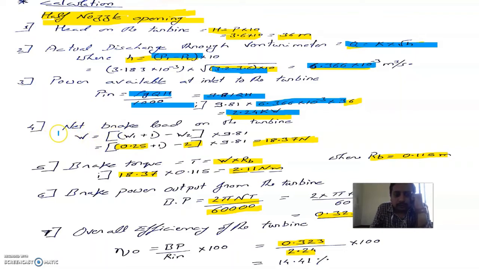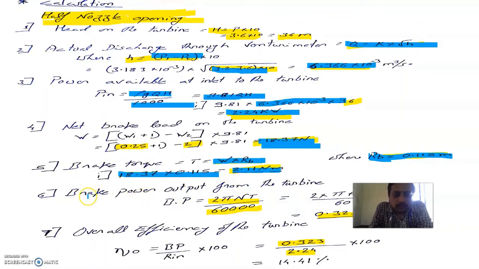Next we are finding the net brake load on the turbine. It is given by the formula W1 minus W2 into 9.81. You put the values and you get around 18.3 Newton. In the next part you are finding the brake torque, that is T equals W into RB. RB is 0.115 meters, that is already given in the manual itself. W you have found out from here, that is 18.3. Putting those values, we get the brake torque around 2.11 Newton meter.